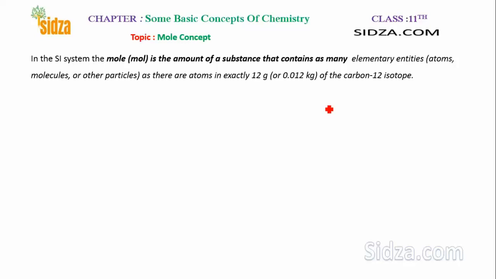Now in this video we will learn about the mole concept. 1 mole of a substance is the amount of a substance that contains as many particles as we find in 12 grams of the carbon 12 isotope. And how many particles are present in 12 grams of the carbon 12 isotope?